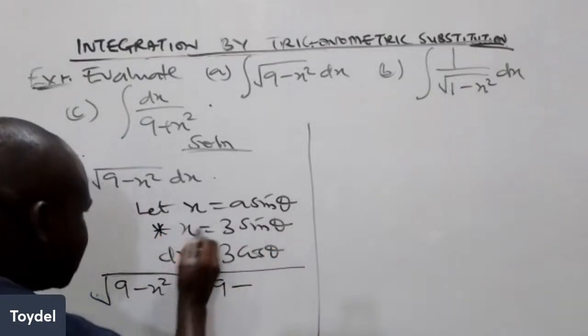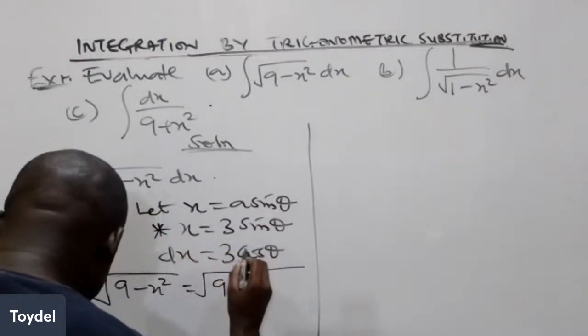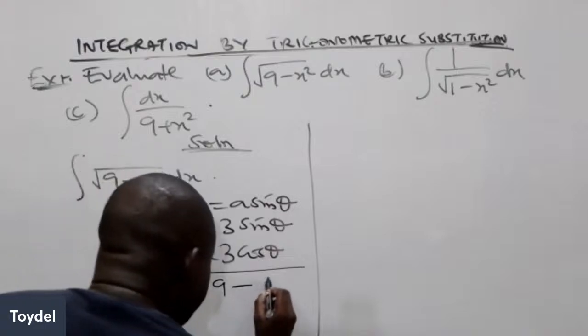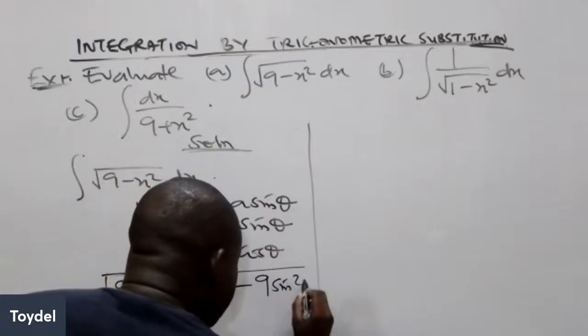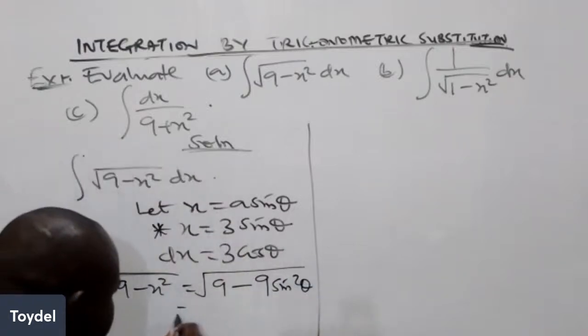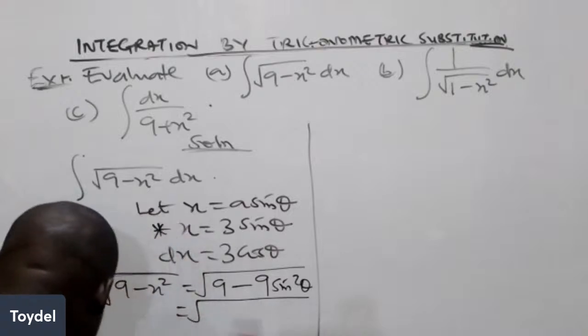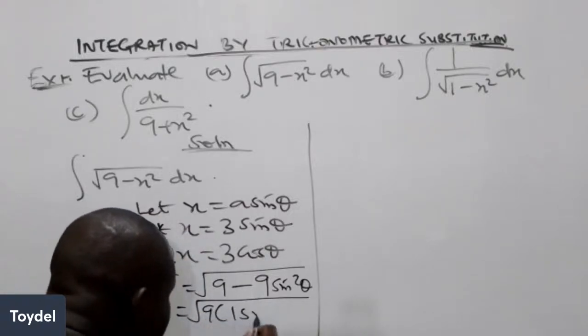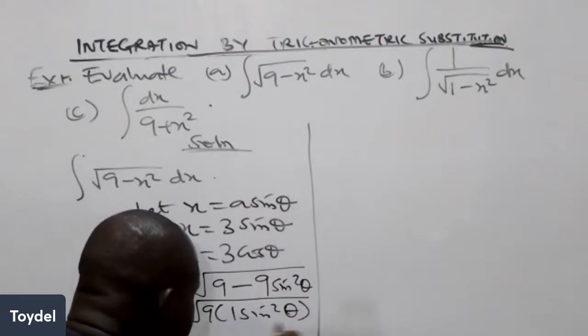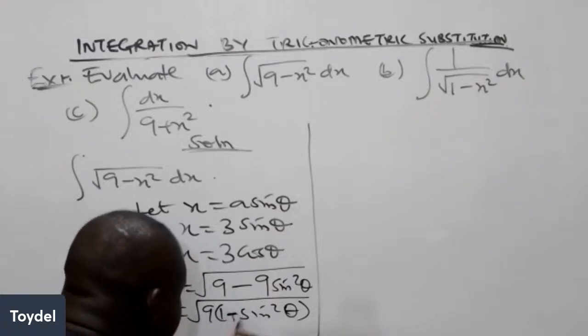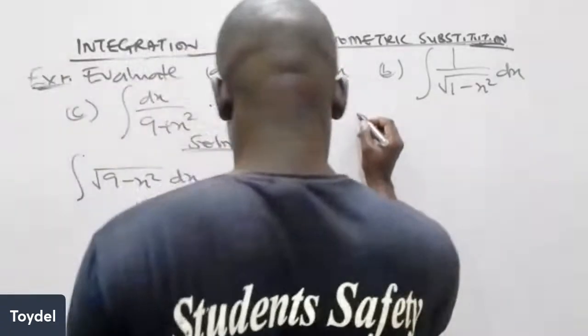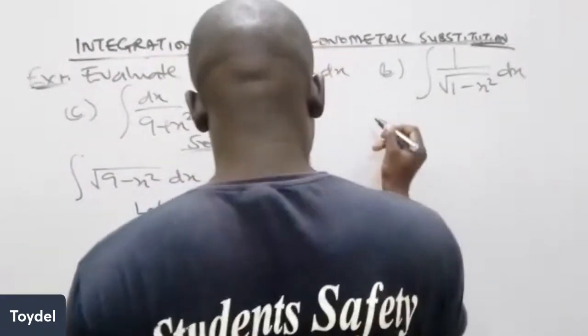So if I square this, I'm going to have 9 sine squared theta. Then from there, I can bring out 9 to have 9 times 1 minus sine squared theta. So from what you have there, I can still proceed further.